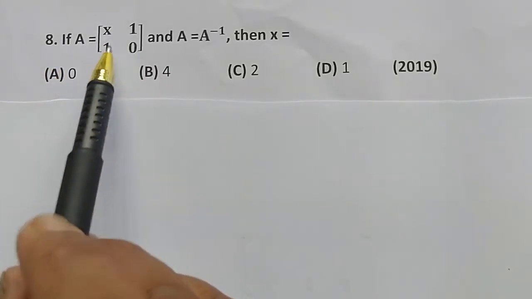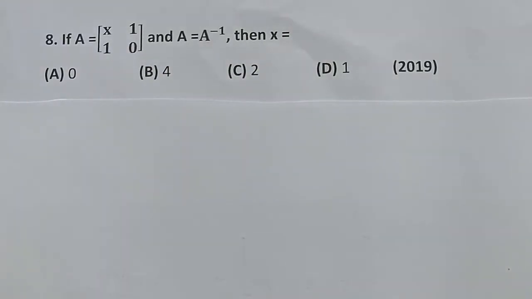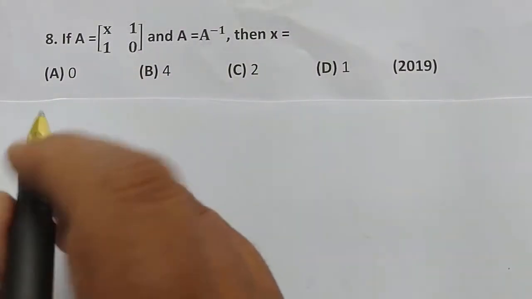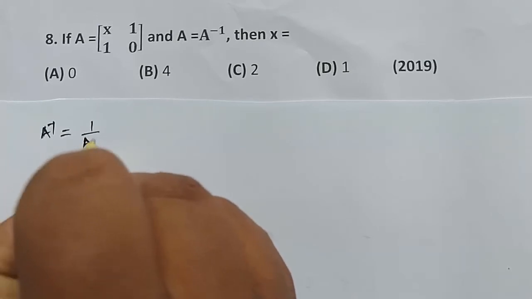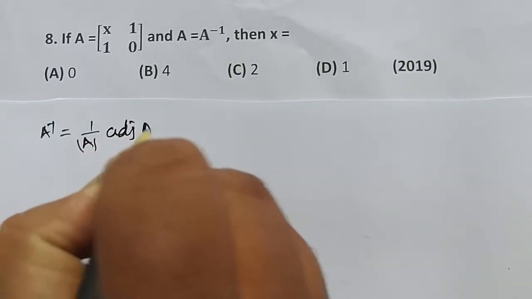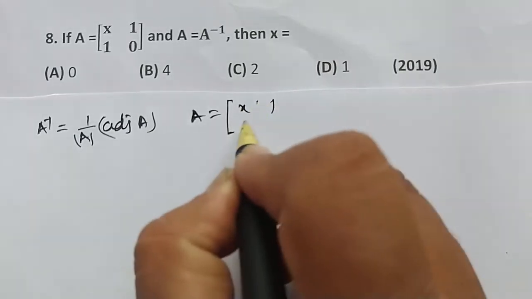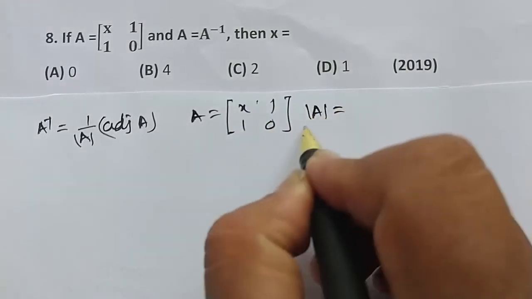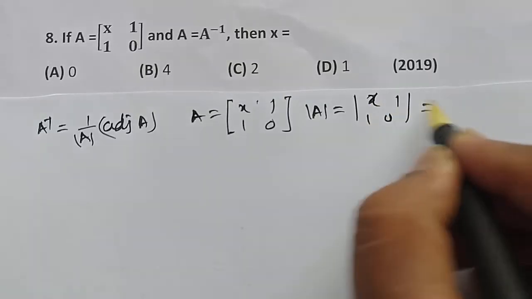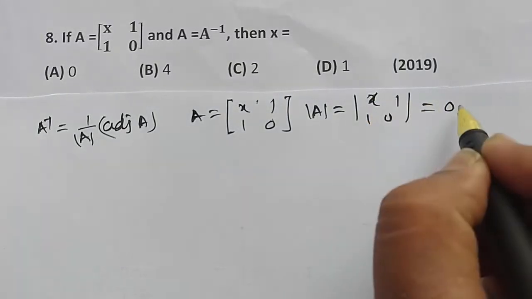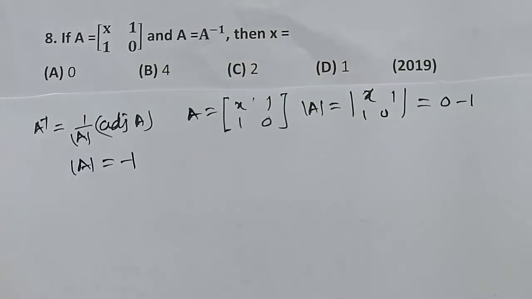8. If A is equal to matrix [x 1; 1 0] and A is equal to A inverse, then the value of x is equal to, we know that inverse of a matrix, A inverse, is equal to 1 upon determinant of A into adjoint of A. Now first we find the determinant of A. A is the matrix [x 1; 1 0] and therefore its determinant is x into 0 is 0, 1 into minus 1, that is minus 1, and therefore determinant of A is equal to minus 1.